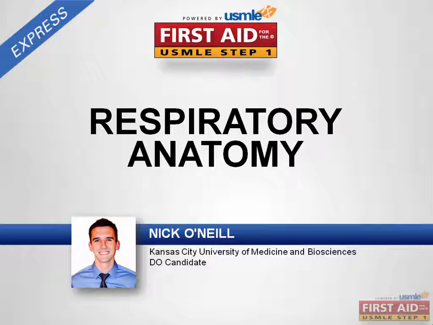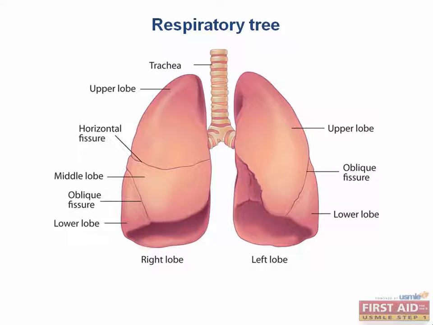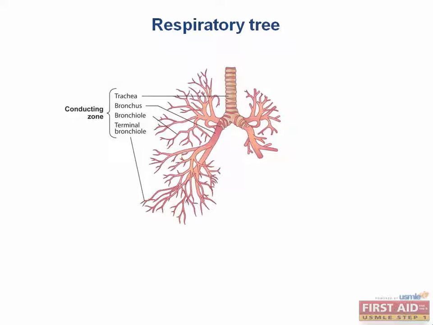Hey, speaking of deep breaths, let's talk about the respiratory system, starting with anatomy. The respiratory tree is anatomically and functionally divided into conducting and respiratory zones. The conducting zone begins at the nose and ends at the terminal bronchioles. Its function is to warm, humidify, and filter the air that we breathe.